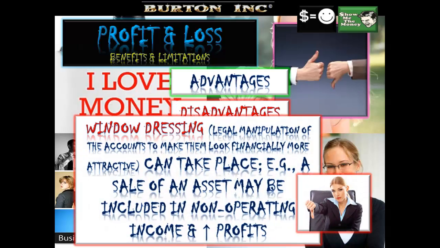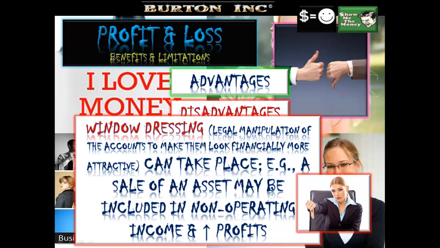Show me. What else? Window dressing, I should say. The legal manipulation of accounts to make them look financially more attractive. So window dressing can take place in the profit and loss account, and there should be things that any savvy business person should be aware of. So if we see that a sale of an asset is included in non-operating income, which would increase profits, we would be aware that this might not happen on a regular basis and is unlikely to lead to the same sort of profitability in following years. In fact, if you sell an asset, you may well be reducing your profitability in future.